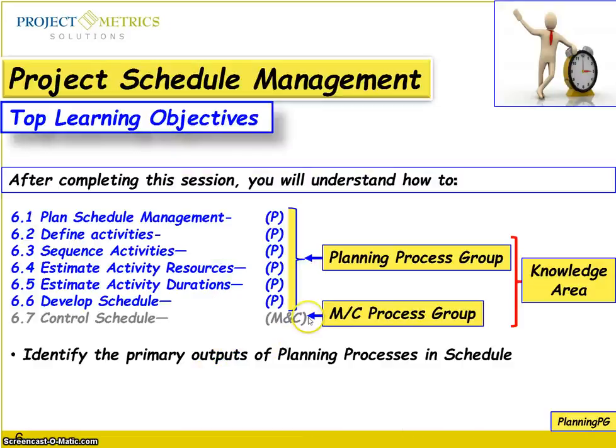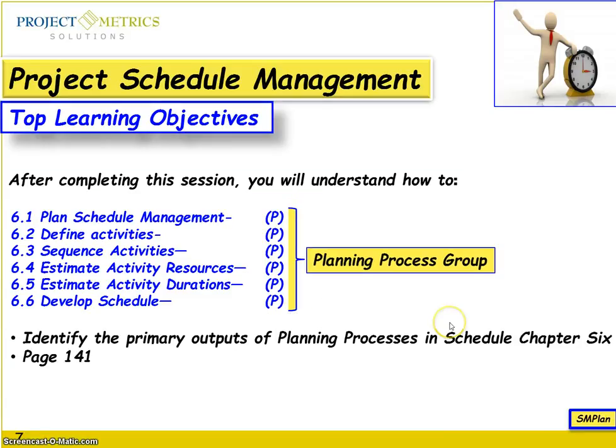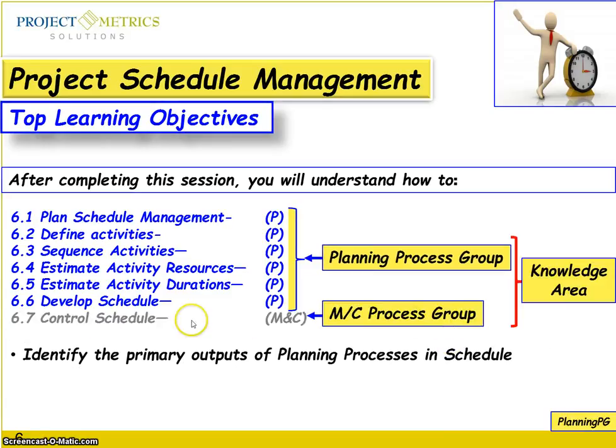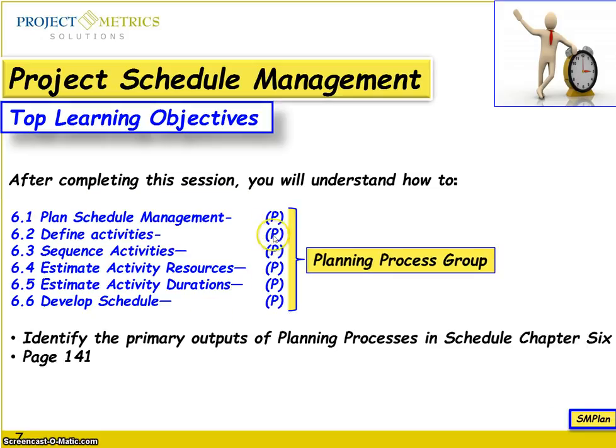The learning objective here is to work within the knowledge area. We are going to talk about the planning process group and the monitor and control process group. But because we are talking only about the planning group, we are not going to talk about control schedule. We are going to talk only about the planning process group and identify the primary outputs of the planning process in schedule management, which is in chapter 6, page 141.